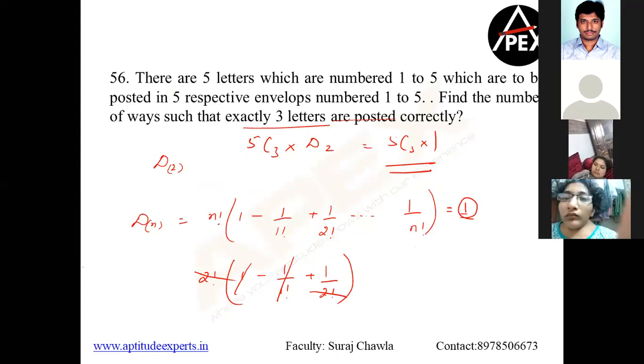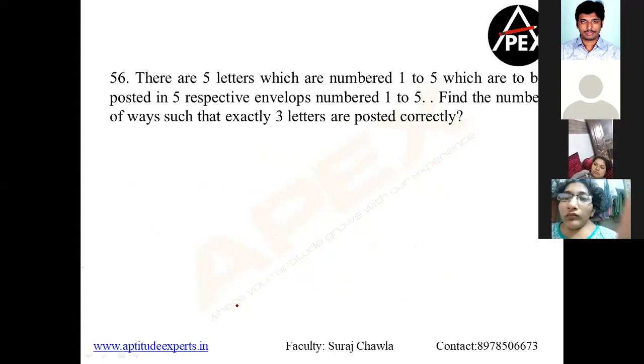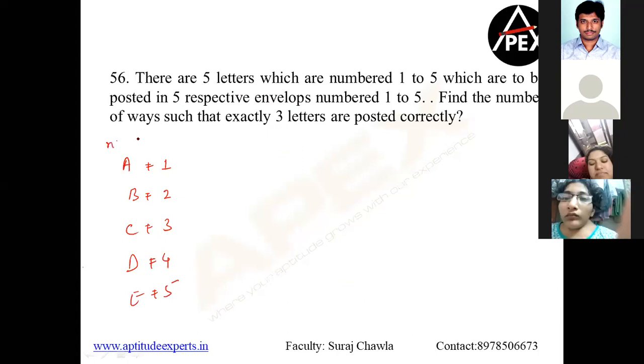All the letters are posted incorrectly. Somebody asked me, all the letters are posted incorrectly versus no letter is posted correctly. If no letter is posted correctly, it means A should not go to 1, B should not go to 2, C should not go to 3, D should not go to 4 and E should not go to 5. Clear? All this is no letter should be posted correctly. If all the letters are posted incorrectly, this is one of the possibilities.